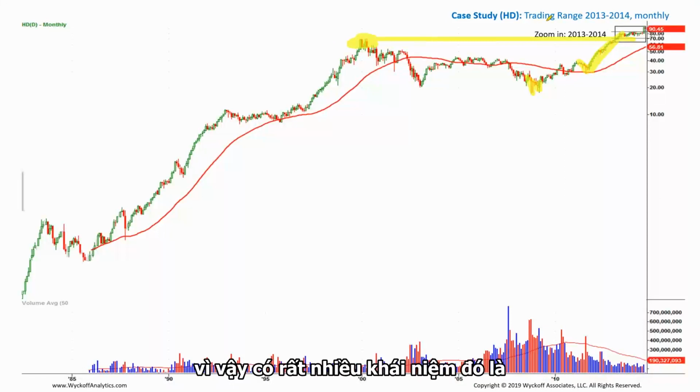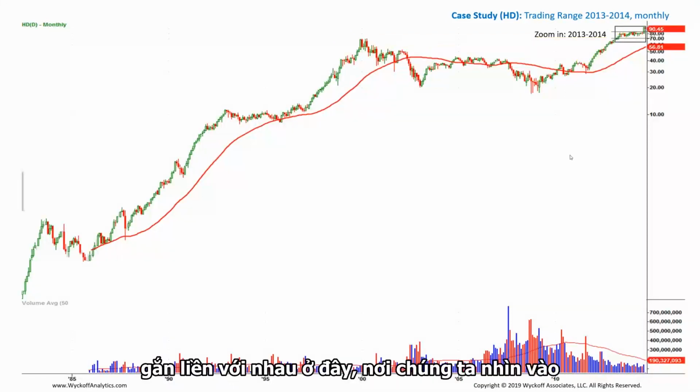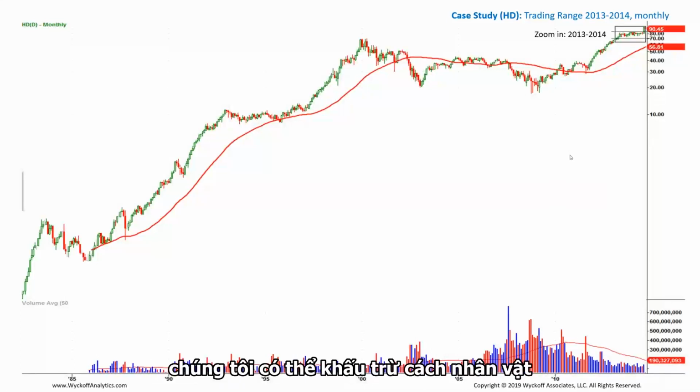So there are a lot of concepts that are tied together here where we look at the relative comparative performance, and we could deduct the character with which the price is going to move. We could deduct the timing of when the price might leave the trading range, and we also could speculate as to the short-term and long-term performance.